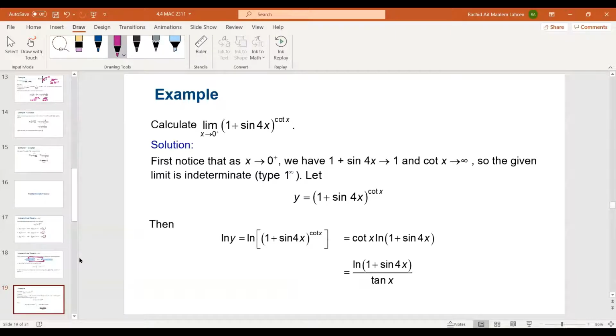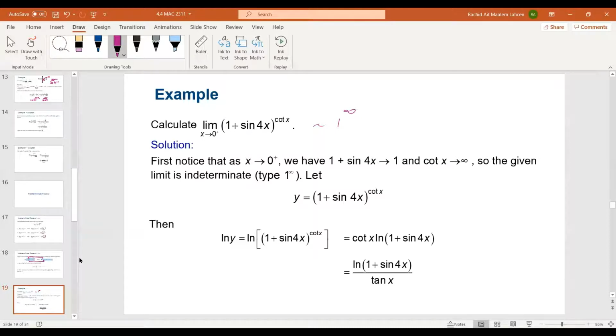If you investigate these two, you'll find that as x approaches 0 from the right, sine of 4x is just 0, so 1 plus 0 is 1. And the cotangent approaches infinity as x approaches 0 from the right side. So you get 1 to the infinity, which is an indeterminate form. So what we do in this case is wait a minute and forget about the limit there.